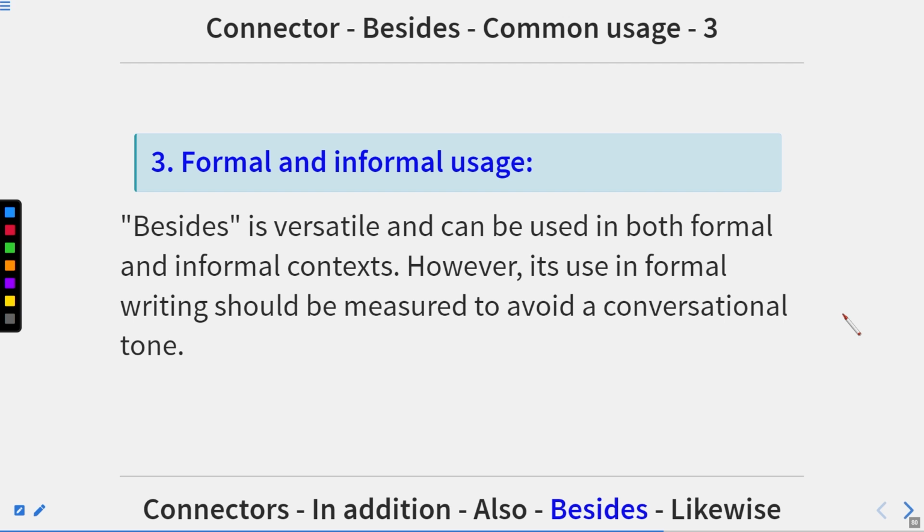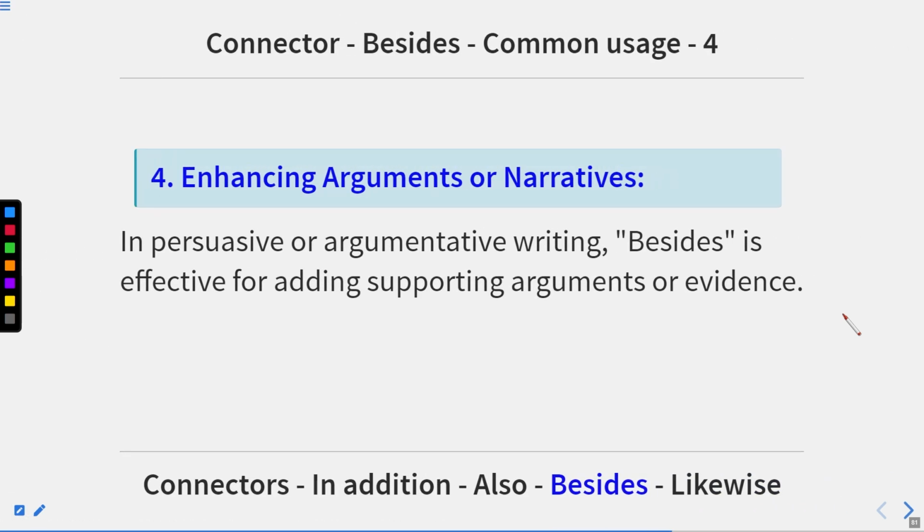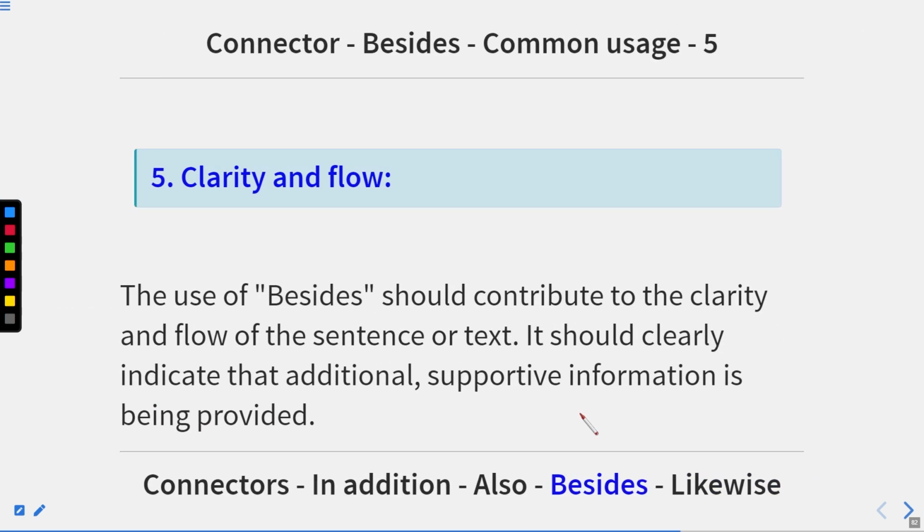Formal and informal usage: besides is versatile and can be used in both formal and informal contexts. However, its use in informal writing should be measured to avoid a conversational tone. Enhancing arguments and narrative: in persuasive or argumentative writing, besides is effective for adding supporting arguments or evidence. Clarity and flow: the use of besides should contribute to the clarity and flow of the sentence or text. It should clearly indicate that additional supportive information is being provided.